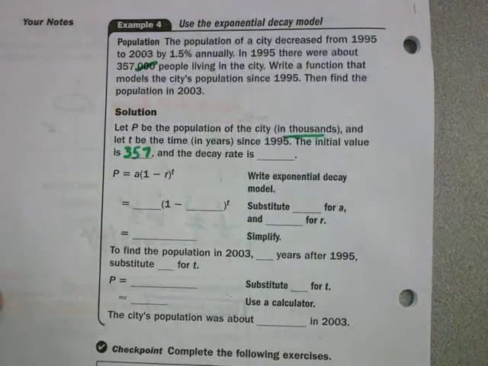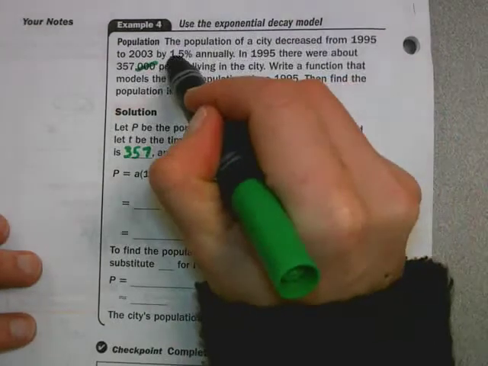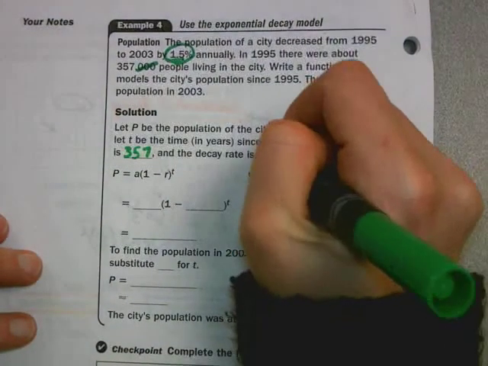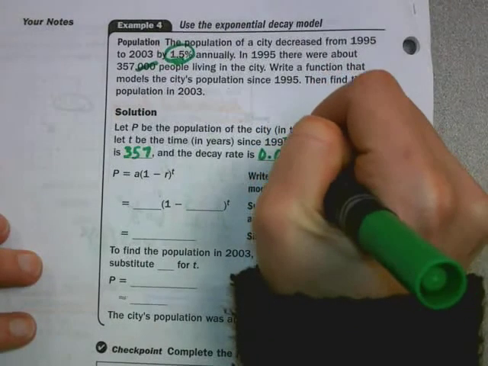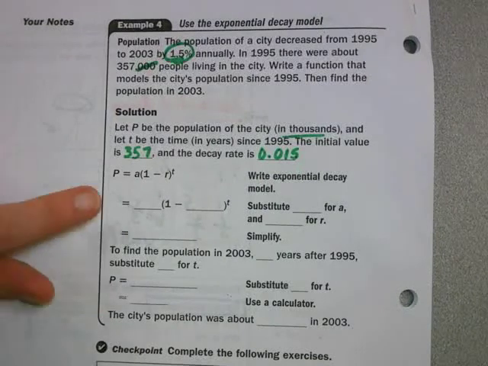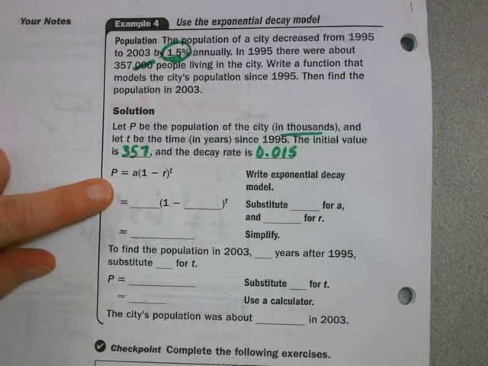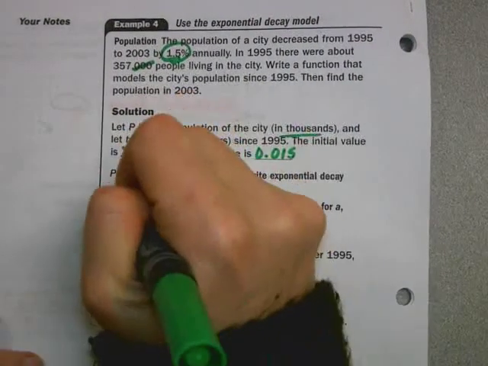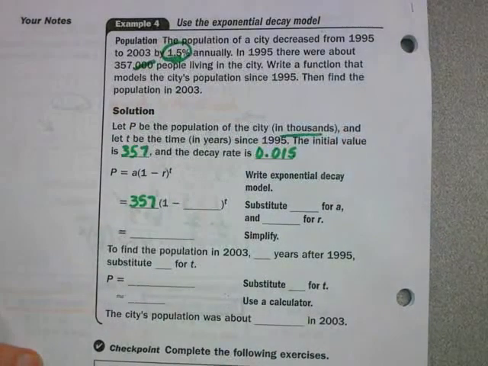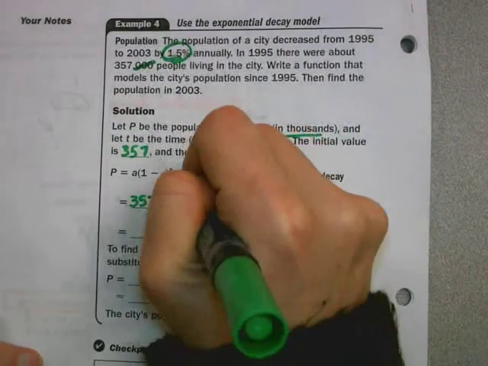The decay rate, we have to change this percent to a decimal. So it goes over twice. So it's 0.015. Don't make it 0.15 or that's 15%. Now we use our decay model, and we're going to plug in the values. So A is our initial, so it's 357, and then it's 1 minus 0.015.